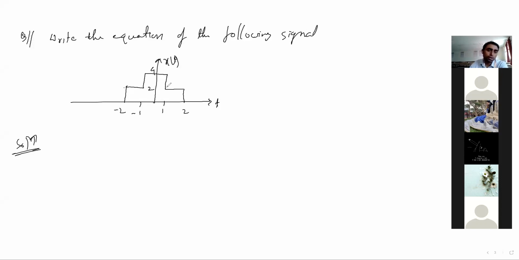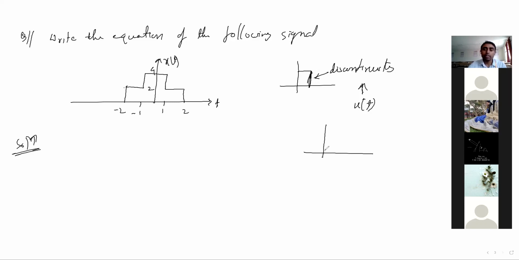To write the equation, you can say there is some discontinuity. Discontinuity means there is a sharp change. If there is a sharp change, it falls directly to 0. This is called discontinuity. If a signal has a discontinuity, then you should think about the unit step signal. Where the discontinuity is there, a unit step signal will be present. Understood?